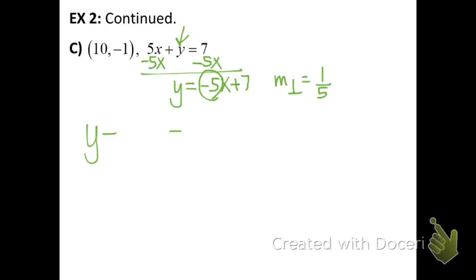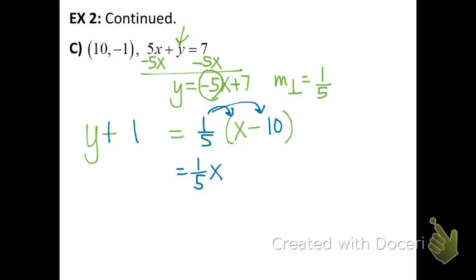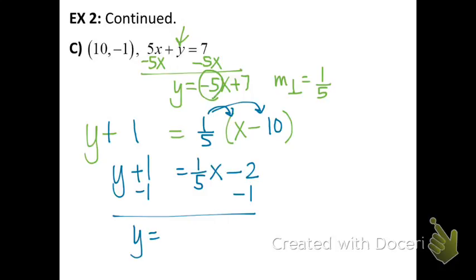And then from here we go to our point slope formula. And we'll fill in what we know. We know that y1 is a negative 1, so it becomes plus 1. Our slope is 1/5, and our x1 is 10. We distribute the 1/5, and 1/5 of 10 is a negative 2. Then we subtract 1 to both sides. So y is 1/5 x minus 3.